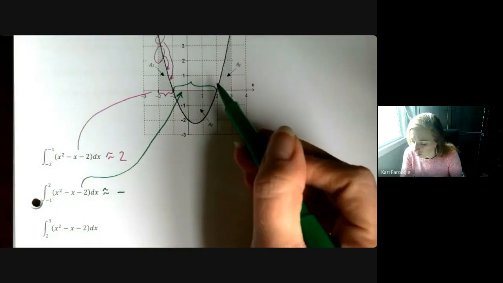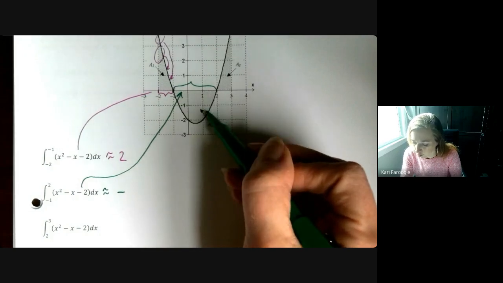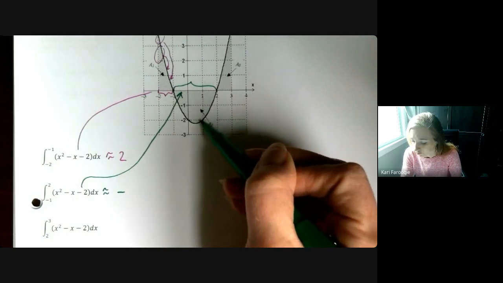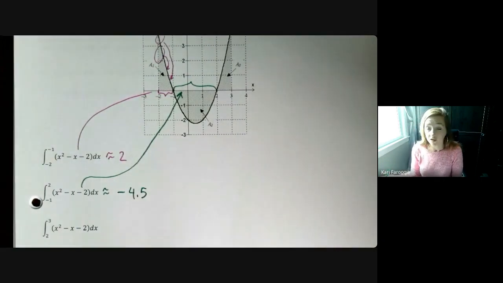So my estimation is I have about 1, 2, 3, 4, maybe add in another half for the excess. So it's approximate to the best you can, but I'd say it's like about -4.5. If you said -5, I mean, it's an approximation. You do the best you can.